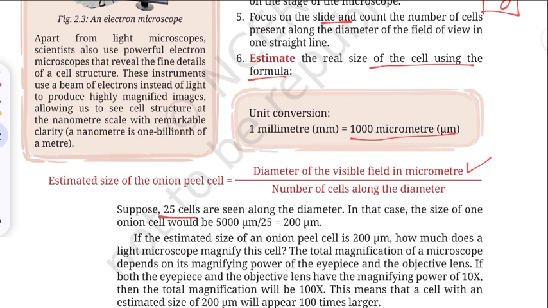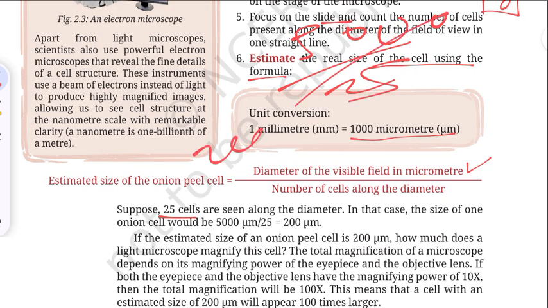Now what you need to do is take a clean slide, place the onion peel on it, and after that observe it under the microscope. Whatever number of cells there are along the diameter, you will write that number. Now for finding the estimated size of the cell, you will write the diameter, which was 5000 micrometer, upon 25. The answer will come 200 micrometer.